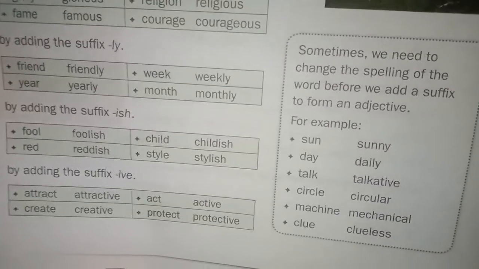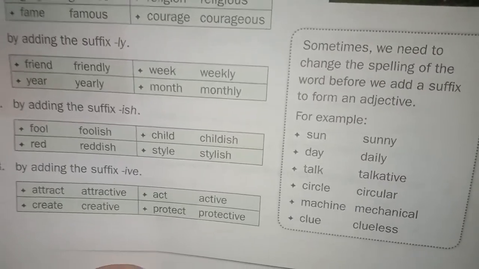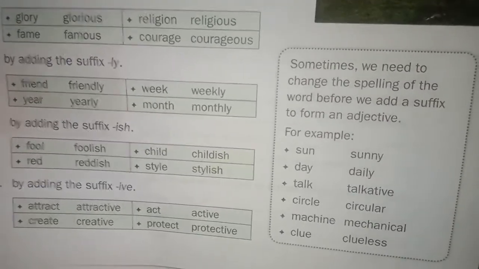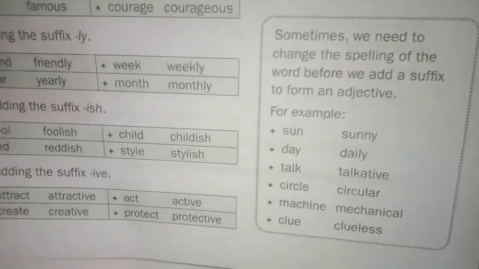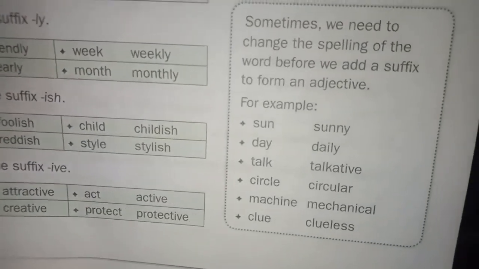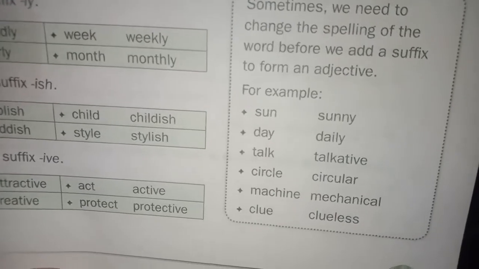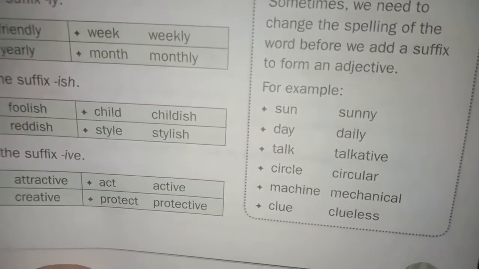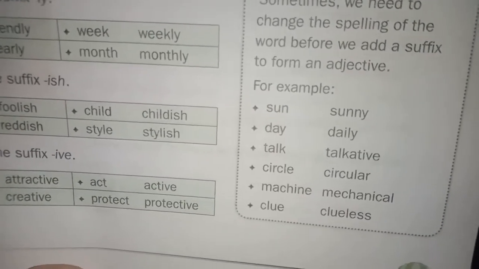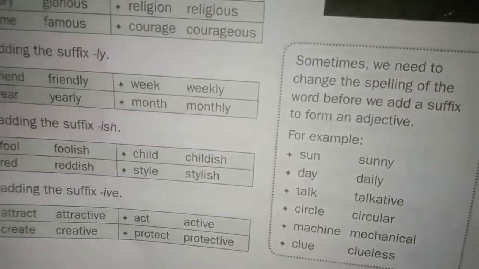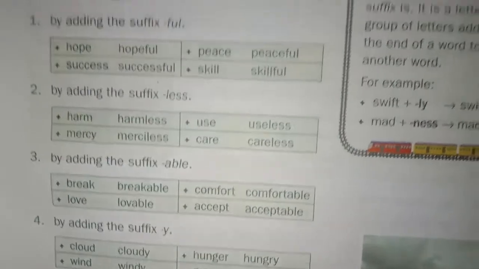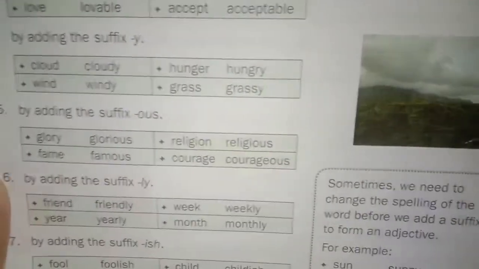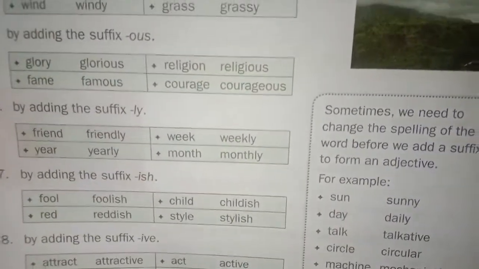Sometimes we need to change the spelling of the word before we add a suffix. Sun, sunny. Day, daily. Talk, talkative. Circle, circular. Machine, mechanical. Clue, clueless. Understood, children? These are the words. By adding a suffix, they become adjectives.